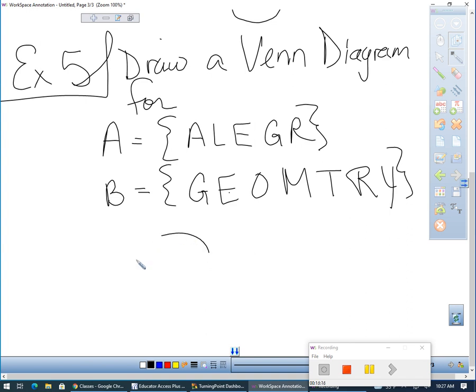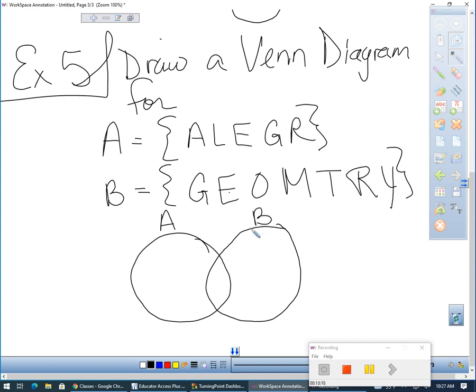I'm going to make 2 circles overlapping to do a Venn diagram for the 2 of these. This circle on the left is set A. This circle on the right is going to be set B. In the middle is where you should start. Where do they overlap? Where is the intersection between the 2? E and R and G, right? So we've used E, R, and G. Does everybody agree?